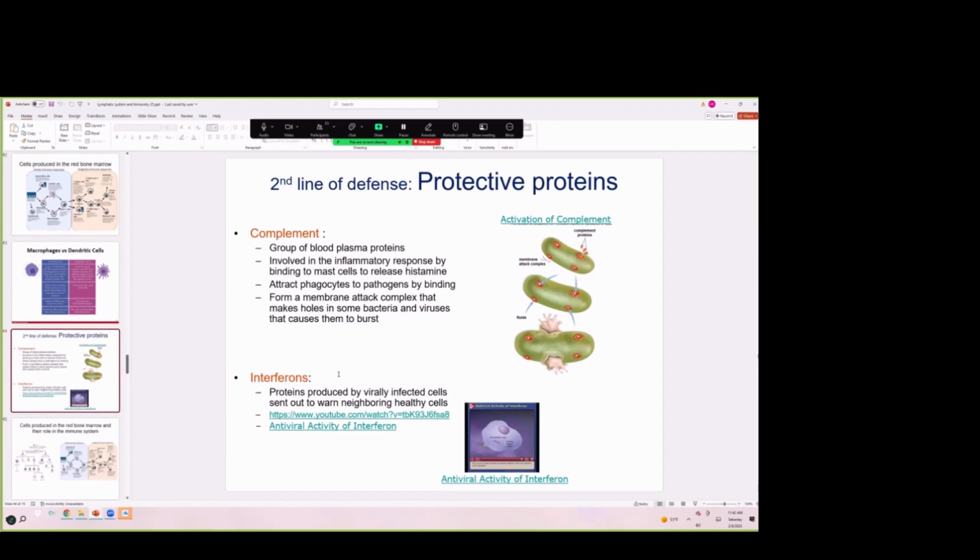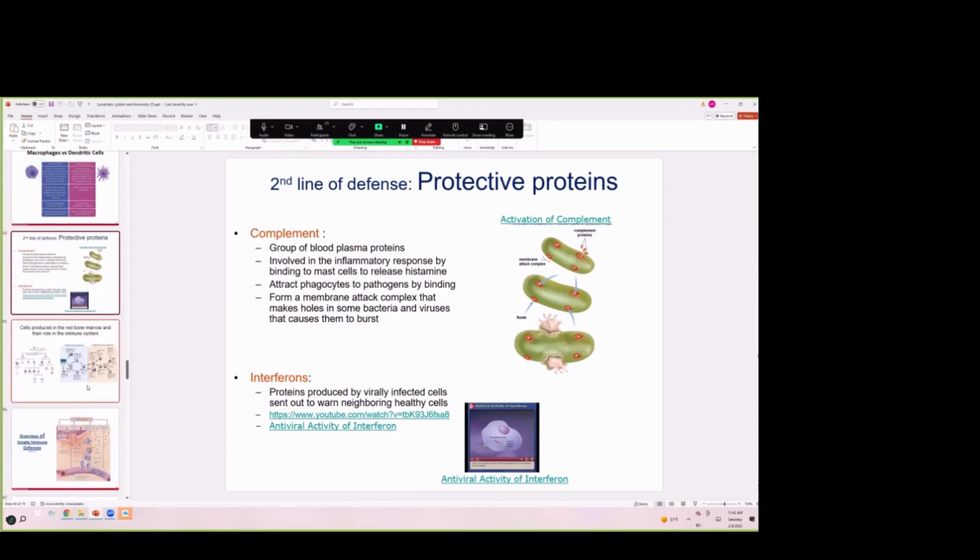And then we have some other kinds of proteins. If a cell is infected by a virus, it produces proteins called interferons to warn neighboring cells that it has been infected. You prepare yourself in such a way that before the virus comes to infect you, you have some of these complement proteins and other things to be able to attack it upon infection. So this is part of the second line of defense, which was the inflammation.